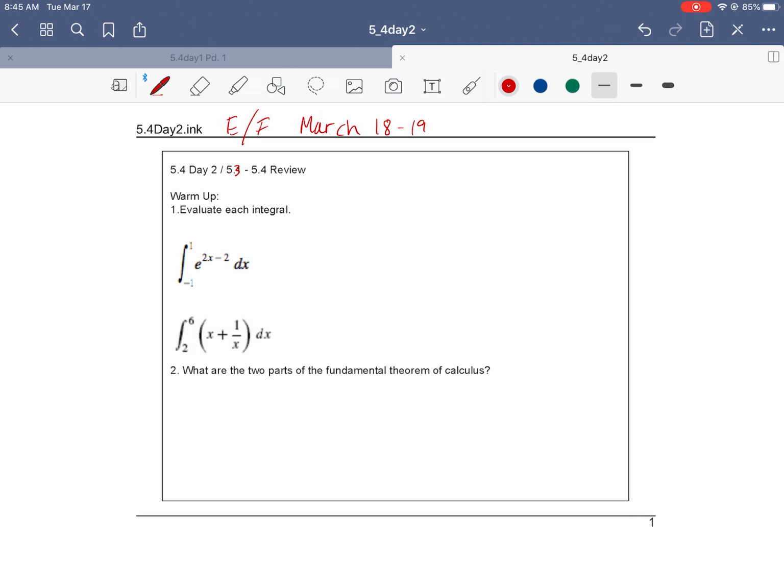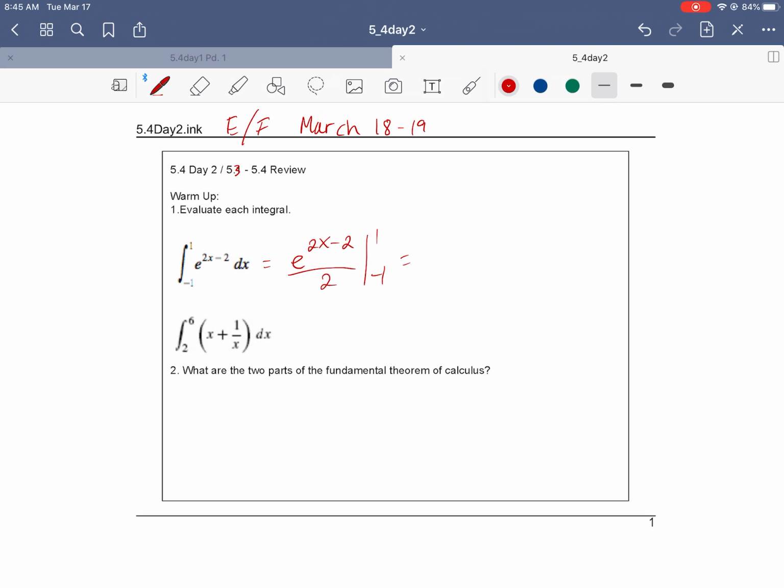Okay, so a warm-up here, we have two indefinite integrals. Pause the video if you want to try these on your own, or I'll work here. Correction, they're definite integrals, not indefinite. So they are linear chain rules, so the E stays the same, the inside stays the same. We divide by 2, from -1 until 1.